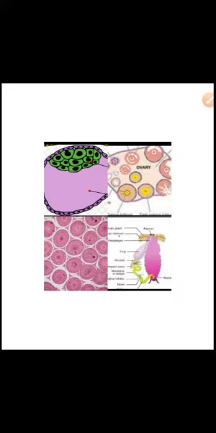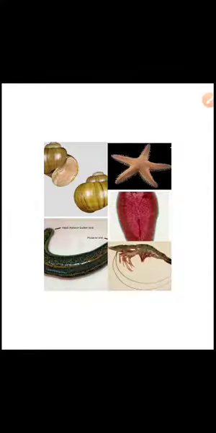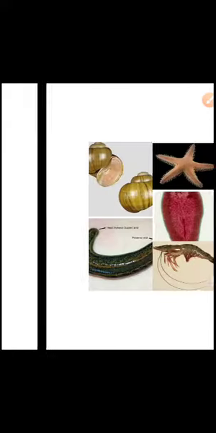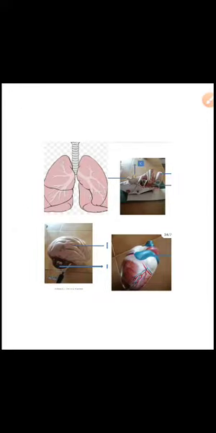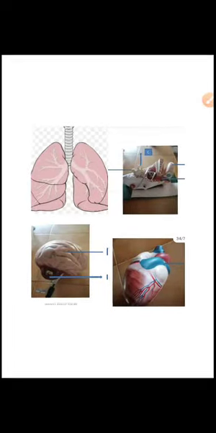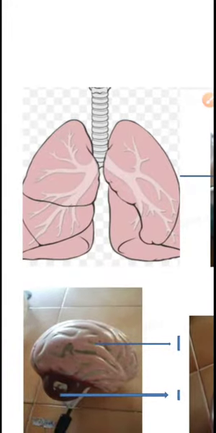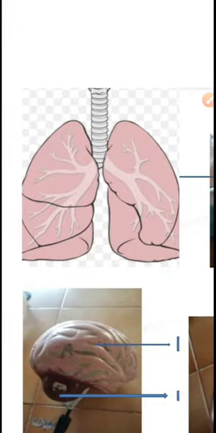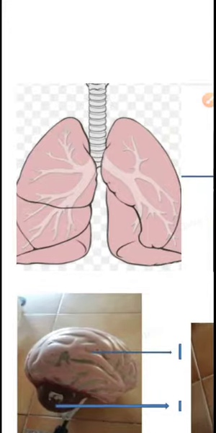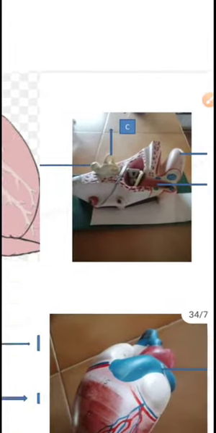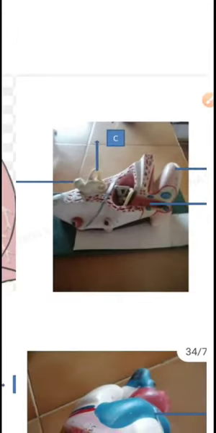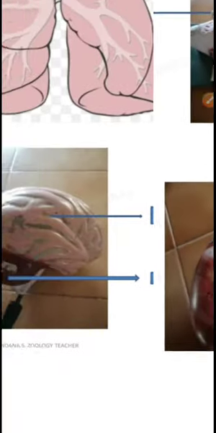Next one is identifying the models. Say first one, lungs. Function, you have to write one function. Helps in respiration or transport of respiratory gases. Second one, ear, helps in hearing.